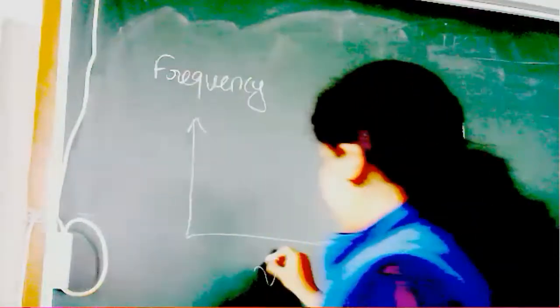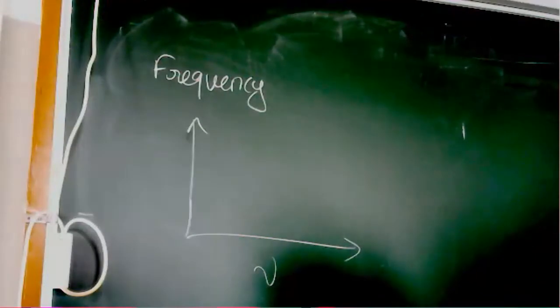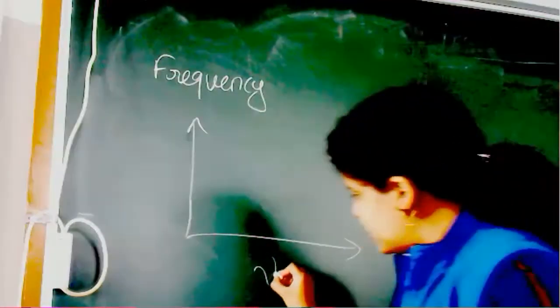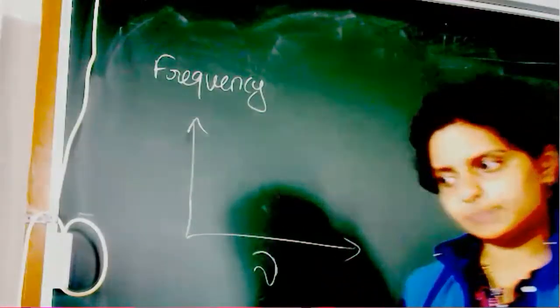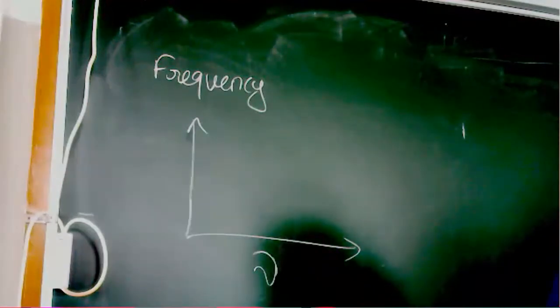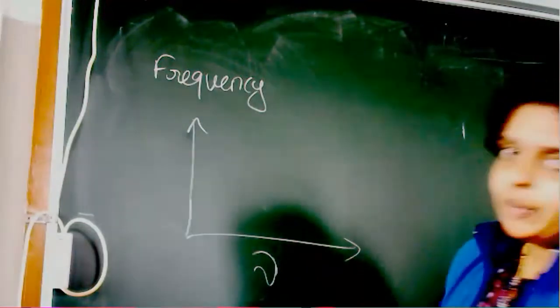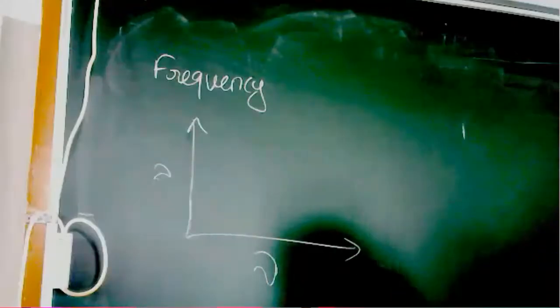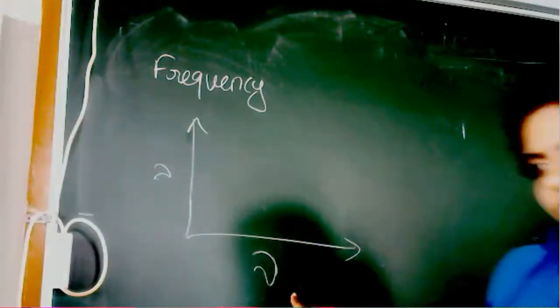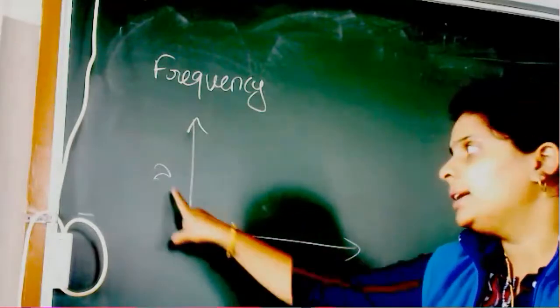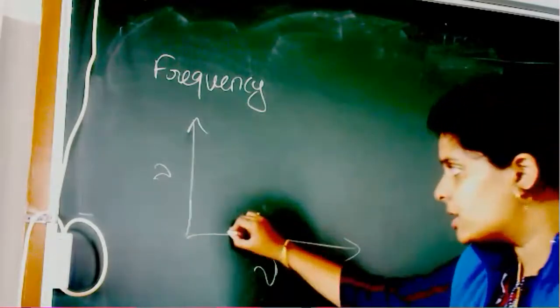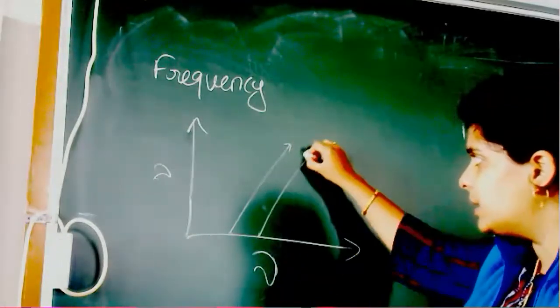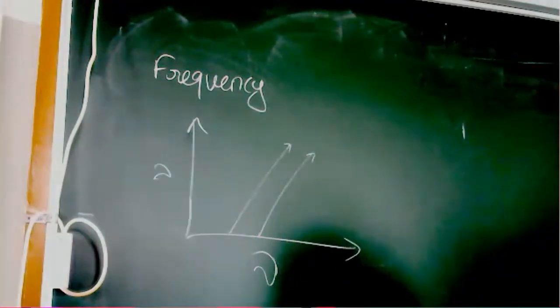So here you have frequency, and then here you have stopping potential. I have written mu here, that is frequency, and here it is stopping potential. So if you plot the graph something like this, you will get the nature of the graph.